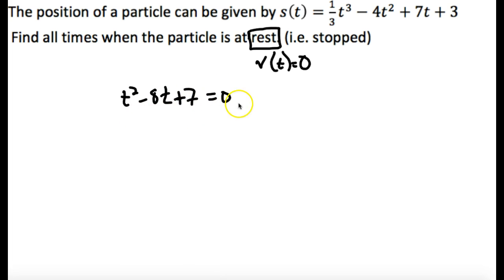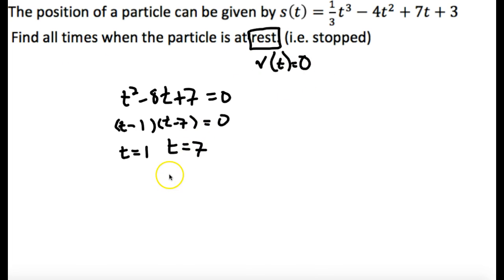So this is a quadratic. It's already all on one side. We want to see if it factors. That's the easiest way, and I think this one does. If it didn't, we would just use the quadratic formula. But I think this will factor, so two numbers that multiply to positive 7 that add to negative 8 would be negative 1 and negative 7. Setting those equal to 0, we get t equals 1 and t equals 7. So those are the two times when the particle is at rest. It's stopped. The velocity is equal to 0 at 1, and it's equal to 0 at 7.